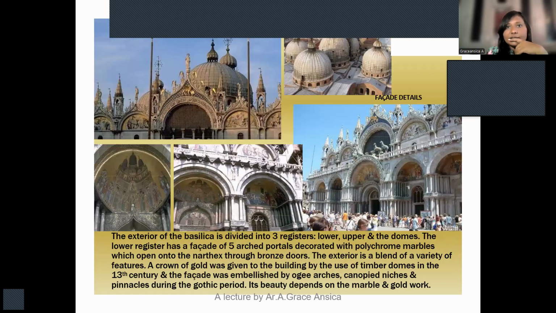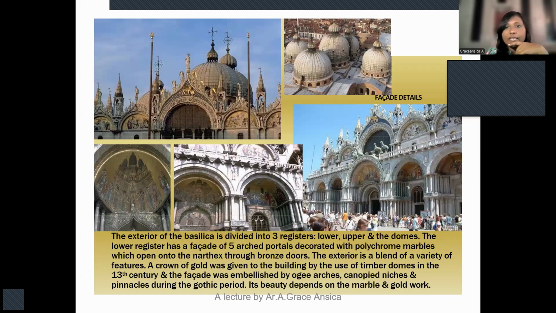This is from the exterior. You can see the domes, the details of the main domes. This is the entry. Each entry leads to one portal. So we have 5 arched portals decorated with polychrome marbles, and they open towards the narthex through a bronze door. You can see the detail here on top of each portal.